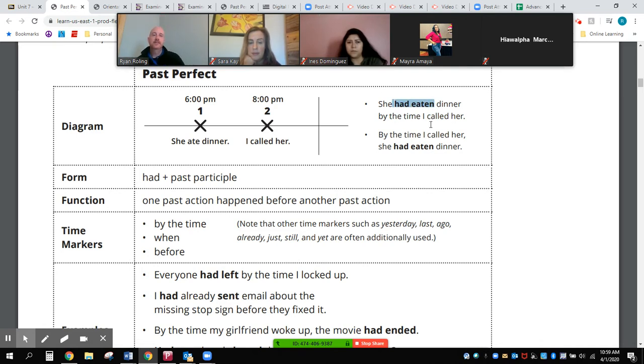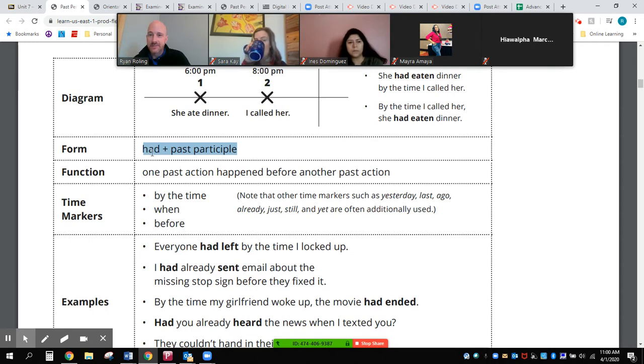The past perfect is made by using the past tense of have, and so we say had, and the past participle, eat, ate, eaten. So she had eaten. A common mistake, people don't use had plus the past participle, they use had plus the simple past, and they say she had ate dinner, but that's incorrect. Okay? So again, this is the form, subject plus had plus past participle. The function, when and how and why we use this, when one past action happened before another past action.